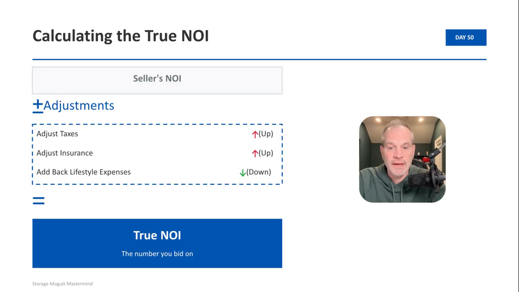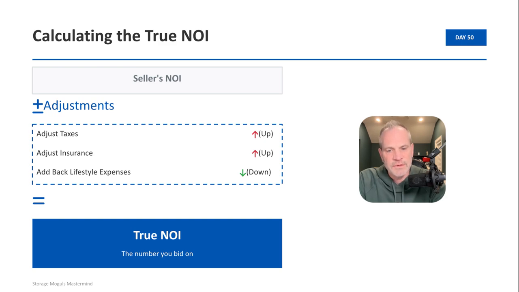So how do you bring all these adjustments together to find the real number? Well, we start with the seller's reported NOI, and then we get to work. First, we adjust taxes up. Your purchase price will likely trigger a reassessment, so the taxes will go up. Second, we adjust insurance up. Maybe your new policy probably carries more expensive than the seller's old one. Not necessarily, but it might be. And then we add back in all those personal lifestyle expenses we found.